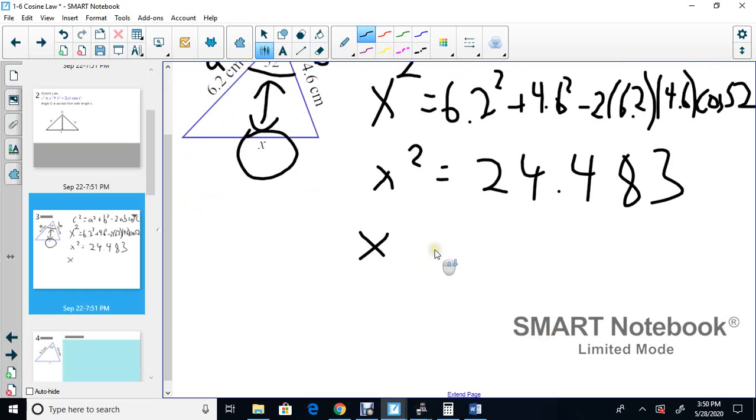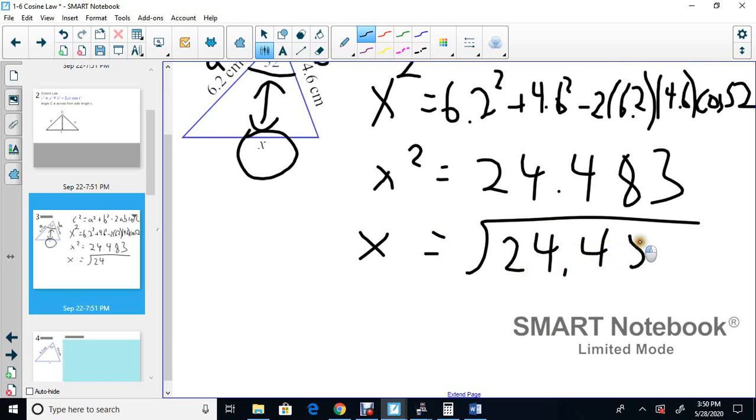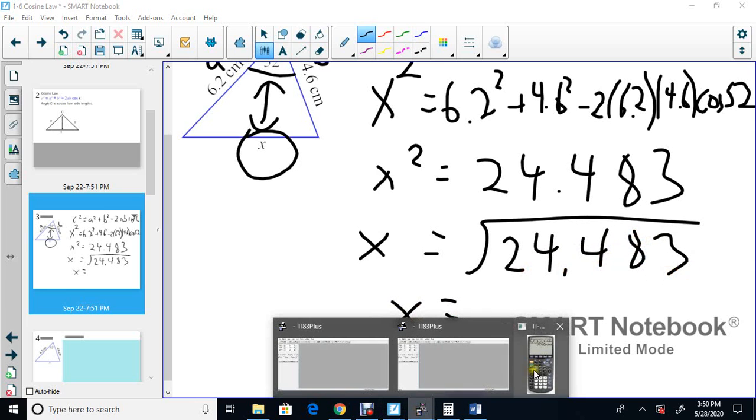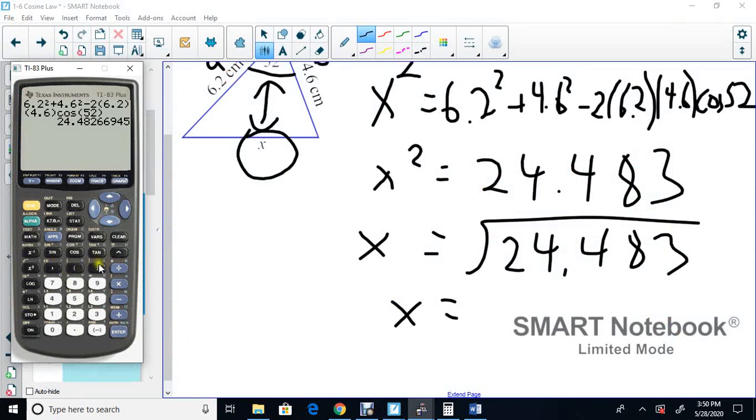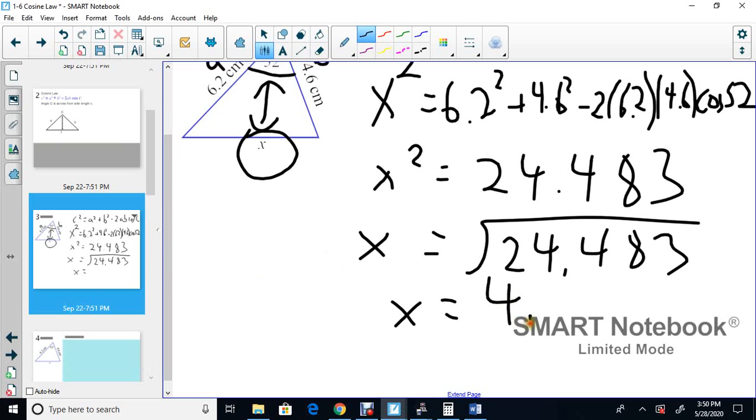To find x, I just have to square root it. So I have to square root 24.483, and I get x equaling, so let's go to the calculator here. So I'll square root that. So we'll square root key there. Here it is, square root of 24.483. 4.95 or 4.9. We'll go 4.9 cms. Now, if you have the other calculator, you can fast forward to the next one if you're fine with this.